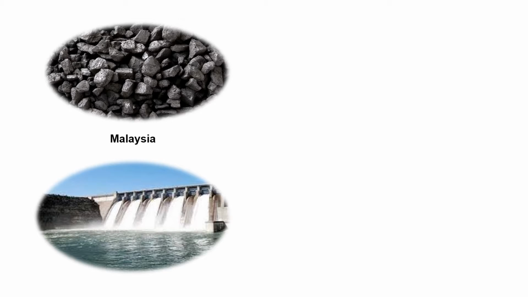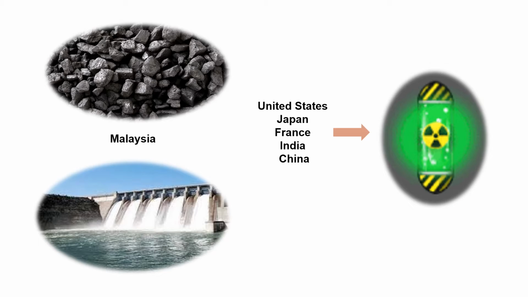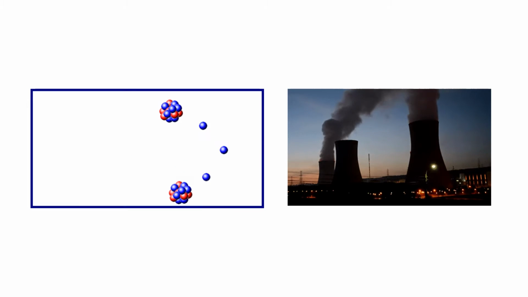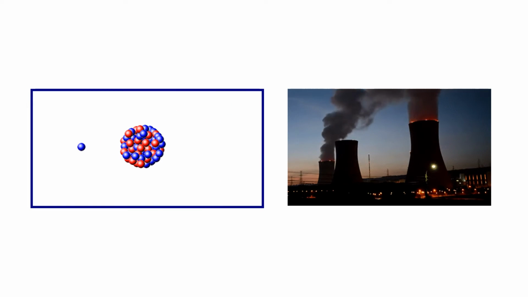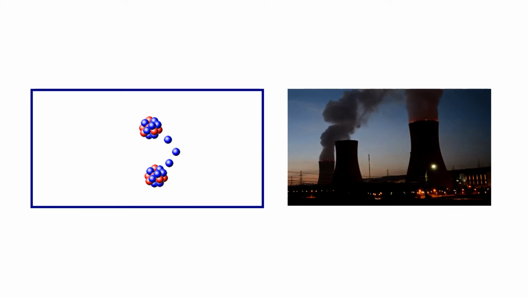Okay, for your information, in Malaysia, electricity is generated using sources like coal and water. However, countries like United States, Japan, France, India, and China have been using nuclear energy to generate the electrical energy in their countries. So if I show you these two pictures, what can you guess from today's lesson? You can pause this video and think by your own.